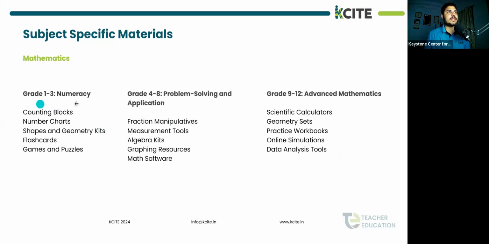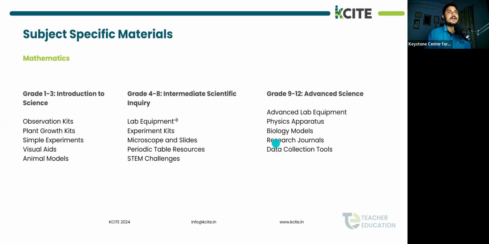Now for mathematics, you have basic level, problem solving and application in the middle years, and advanced level. What are the things we can arrange in the classes? Okay. So from numeracy, the little foundational skills, you have counting blocks, number charts. Okay, because you're teaching numbers, there is a number chart, so that if they forget sometimes, they can look at it, recall, and remember. Shapes and geometry kits, flashcards, and games and puzzles. And yeah, sorry, this is not maths. I forgot to edit this. This is science actually. Let me correct it here.